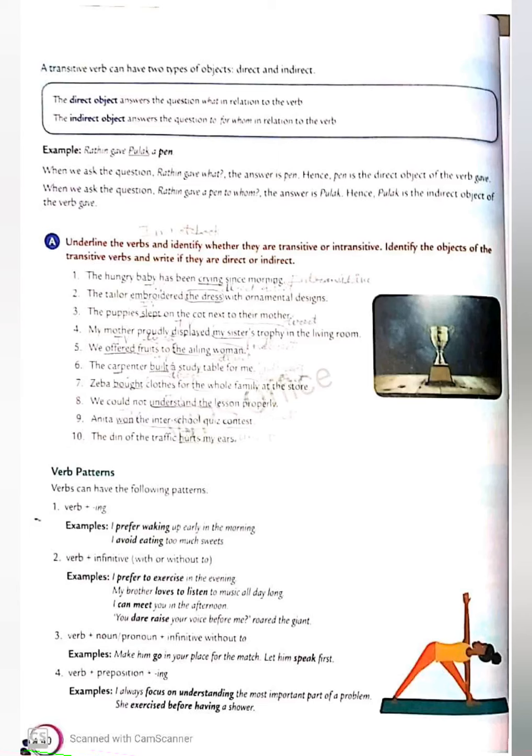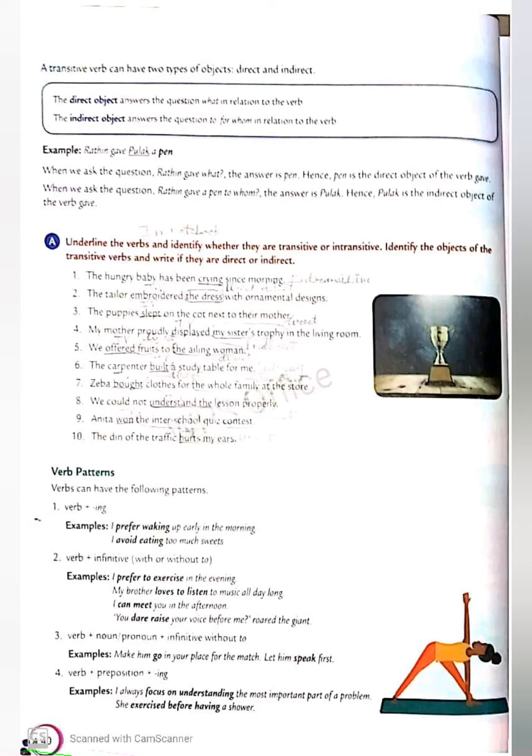For example, Rathin gave Palak a pen. Now, Rathin gave what? A pen. That means here pen is the direct object of the verb gave. And when we ask the question, Rathin gave a pen to whom, then the answer will be Palak. Hence, Palak is the indirect object of the verb gave. I hope you have understood till here.